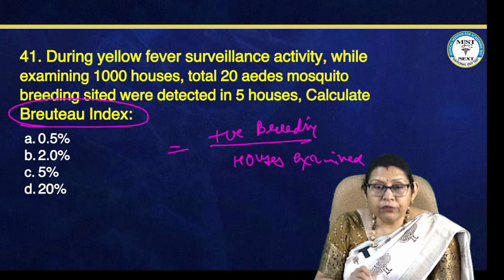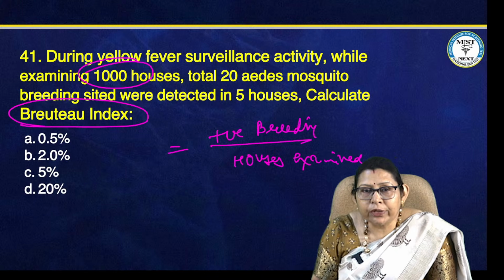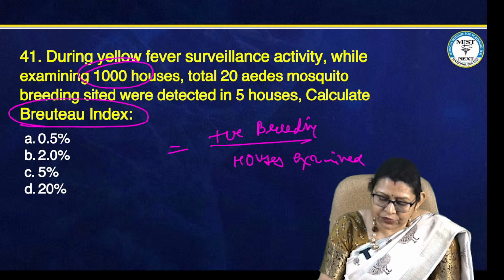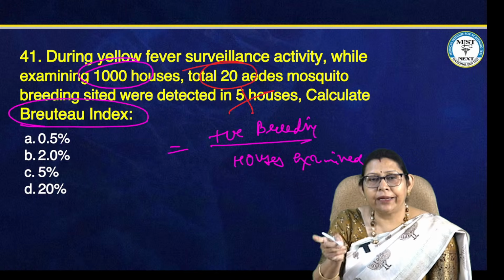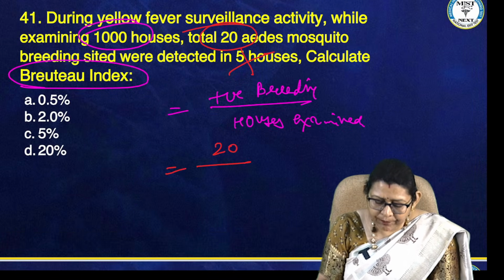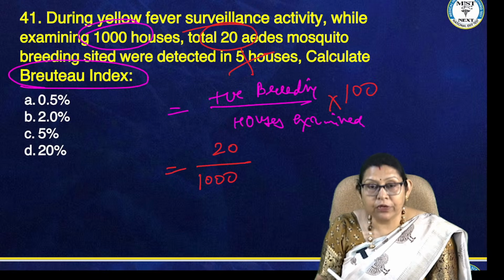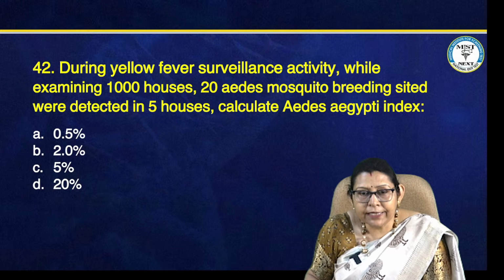So during the yellow fever surveillance activity, by examining 1000 houses, total 20 Aedes mosquito breeding sites were detected in 5 houses. Number of the houses we are not concerned. How many breeding sites? Because Breteau index is a breeding sites. So 20 breeding sites were detected out of the 1000 houses, and obviously we have to convert into percentage. So multiply. Question is Aedes aegypti index.